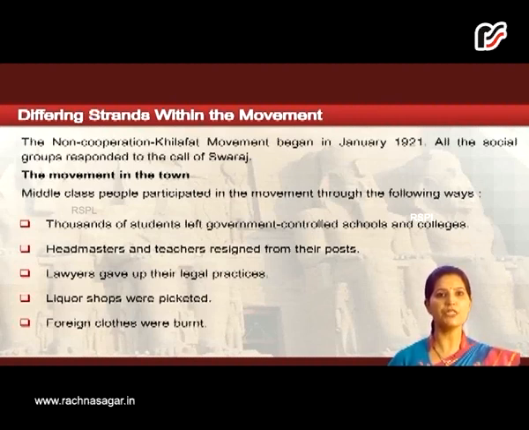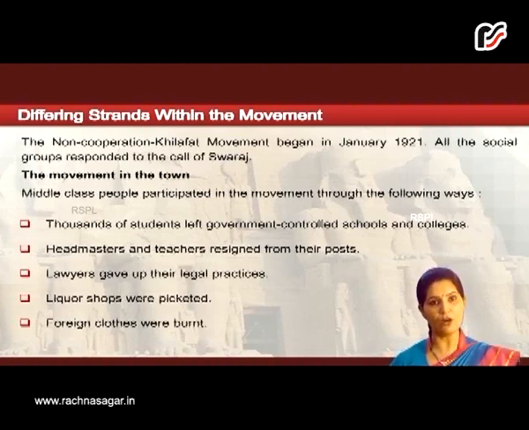The non-cooperation Khilafat movement began in January 1921. All the social groups responded to the call of Swaraj. The movement in the town. Middle class people participated in the movement through the following ways. Thousands of students left government-controlled schools and colleges. Headmasters and teachers resigned from their posts. Lawyers gave up their legal practices. Liquor shops were picketed. Foreign clothes were burned.